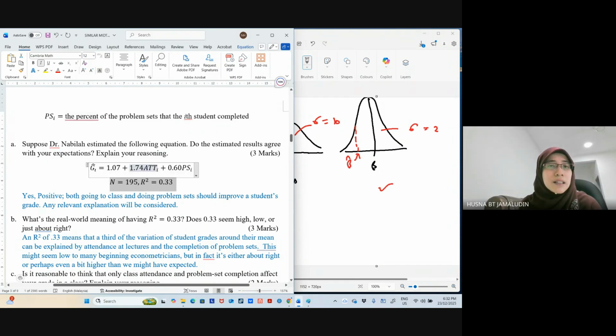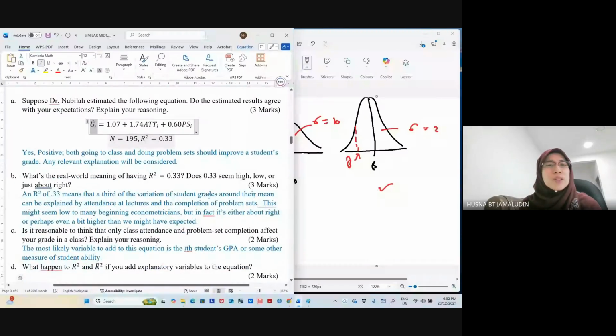It means that your model, your 2 independent variables, are able to explain the change in your y, or your dependent variable, by 33%. That's it. So you don't really have to memorize the answer. If you don't understand the answer and you just memorize it, it doesn't really help because we can always change the question. The most important thing is that you have to understand how to answer the question. That's why I will give you different ways of answering it.